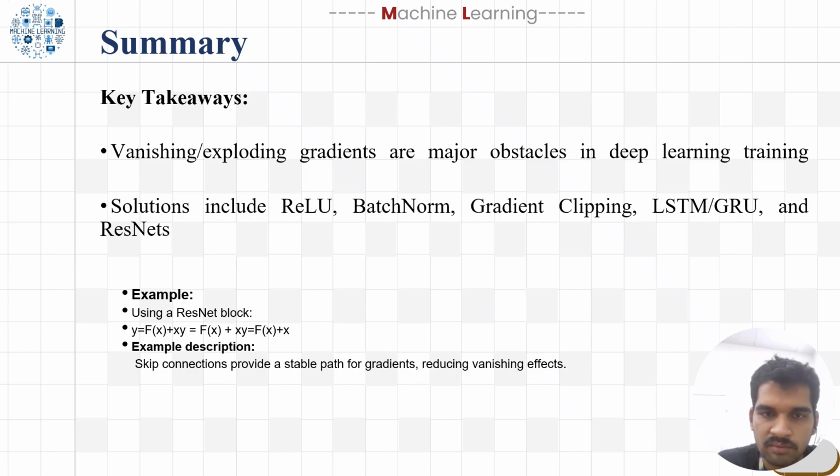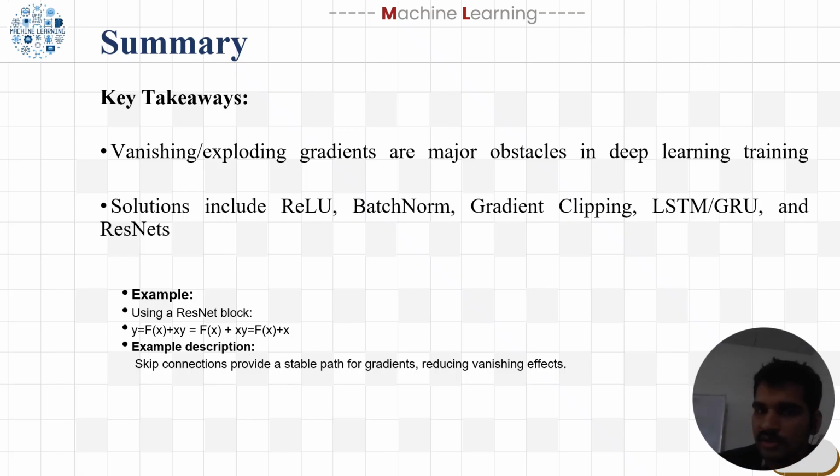Solutions include ReLU, BatchNorm, gradient clipping, LSTM, GRU, and ResNet. An example is using a ResNet block. We can assume a mathematical equation H(x) = F(x) + x, that is, the output equals F(x) plus x. Example description: skip connections provide a stable path for gradients, reducing the vanishing effect.